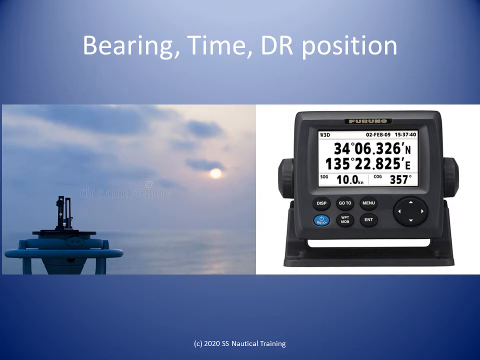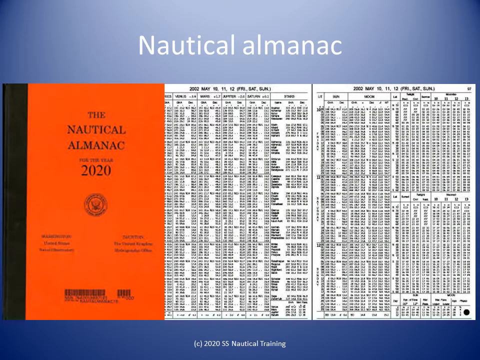Whether the ABC tables or the calculator is used for the computation, the method of the observation is the same. We observe the bearing of the celestial body, and note the time and the deduced reckoning position. Then the observed time is converted to GMT, to enter the nautical almanac.